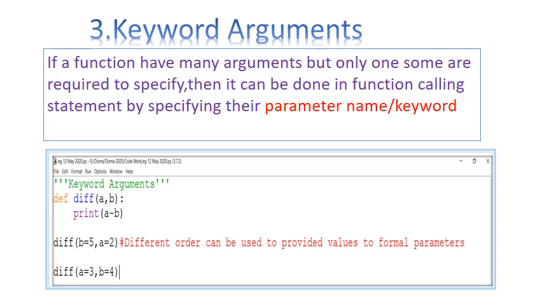And even if you want to do the same thing in the same order, that also can be done: a is equal to 3 and b is equal to 4. But that is not required. You can use that much simpler method, that means your positional argument method. That means 3 comma 4 is enough for the second calling statement. But the first one, it is changing the order.